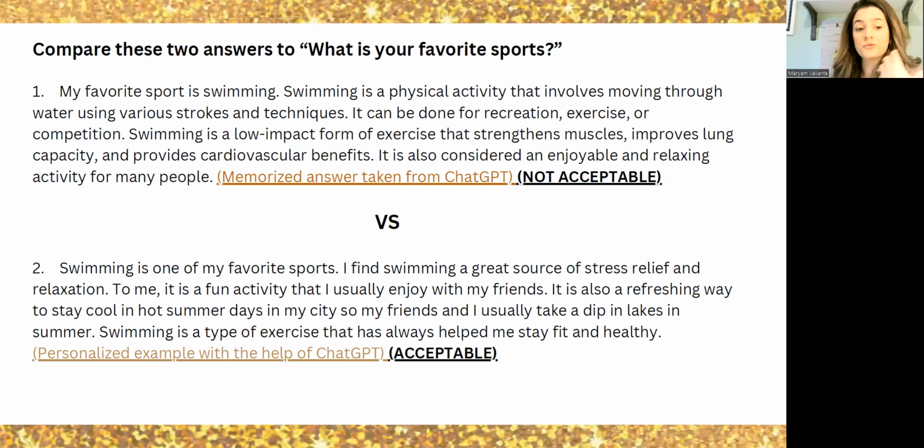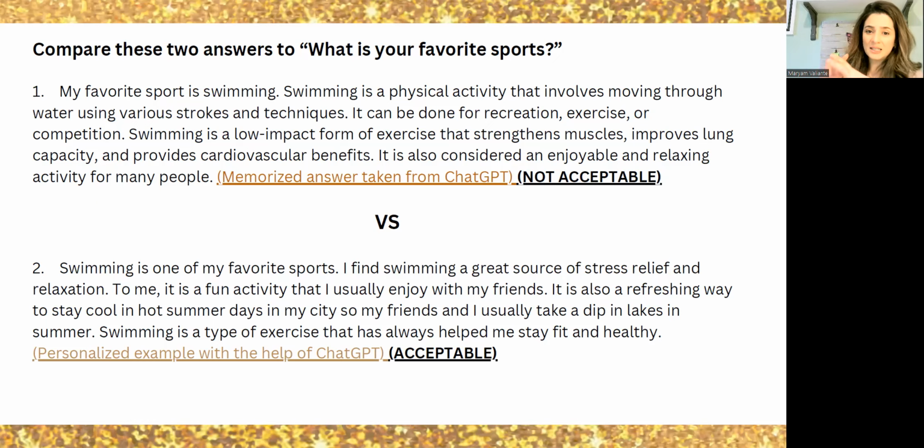It is also a refreshing way to stay cool in hot summer days in my city. So my friends and I usually take a dip in lakes in summer. Swimming is a type of exercise that has always helped me stay fit and healthy.